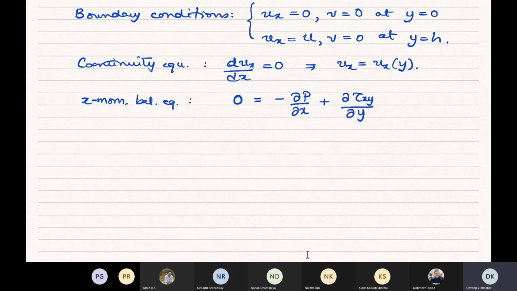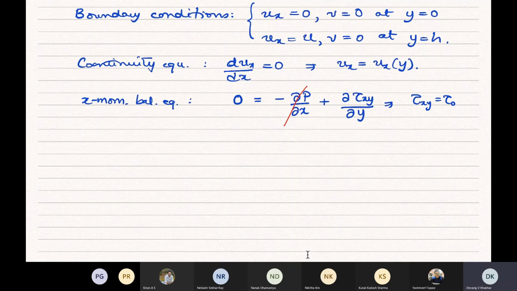And since we don't have any dependence of anything on x, this term will also be 0. So basically you get that the shear stress is a constant. So it doesn't vary with time or space. The reason I'm going fast is because if you did this problem even for a Newtonian fluid, you'll get exactly the same answer.